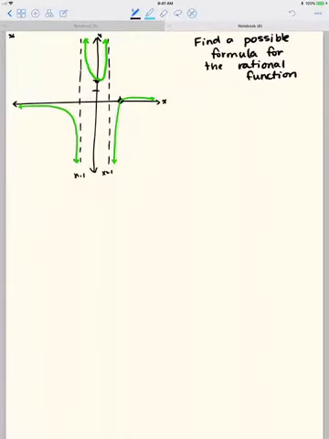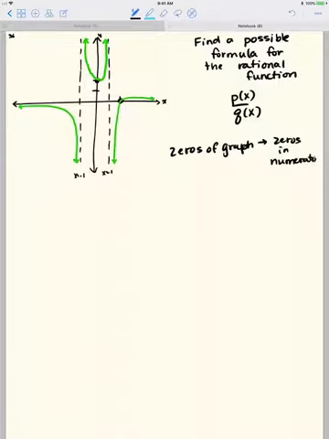Here are a few more examples on finding a possible formula for a rational function given the graph or certain information. So again, the rational function has to be a polynomial divided by another polynomial, and a lot of the information from the graph pertains to the actual equation. For example, any zeros of the graph will be the same thing as zeros in the numerator of our rational function.